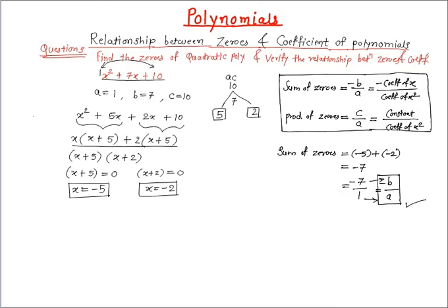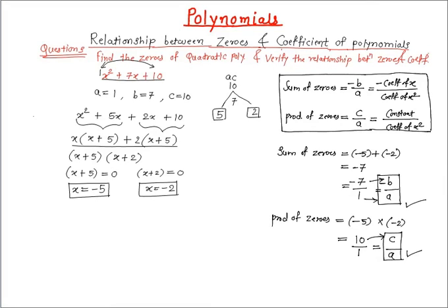Now let's verify the product of zeros. For the given polynomial, it is minus 5 into minus 2. What we get? It is equal to 10, and we can write this 10 as 10 divided by 1. What is 10? It is the value of c, and what is 1? It is the value of a. So now we have verified that the product of zeros is c by a.